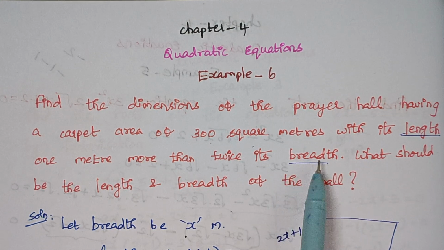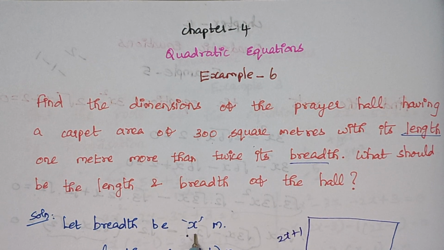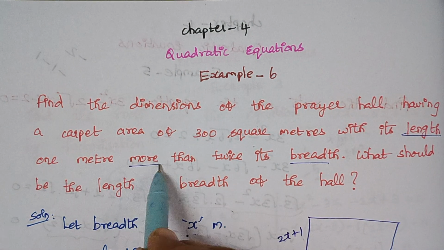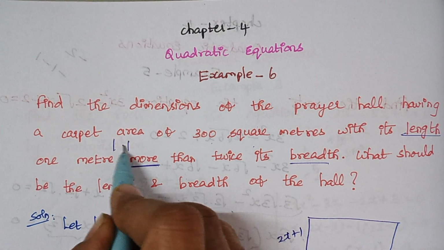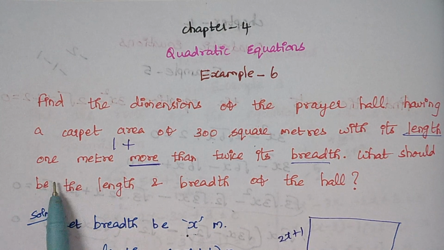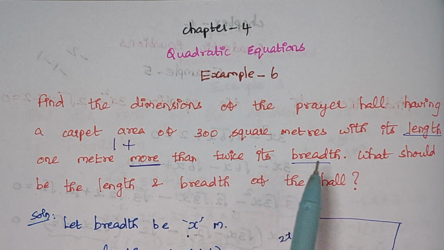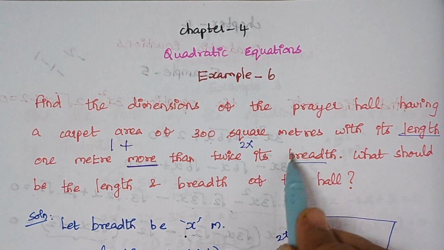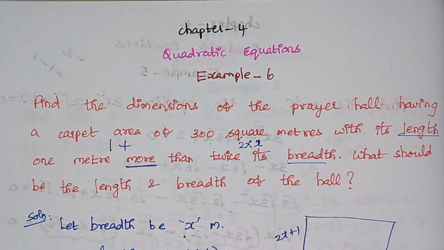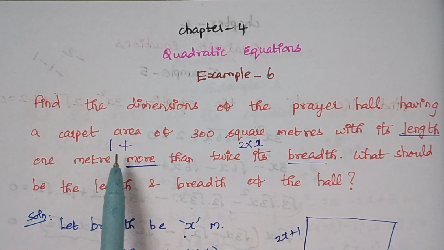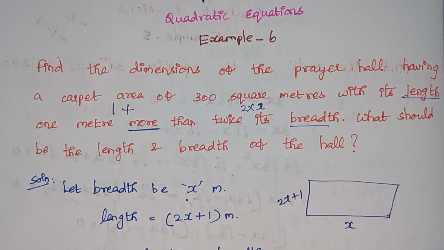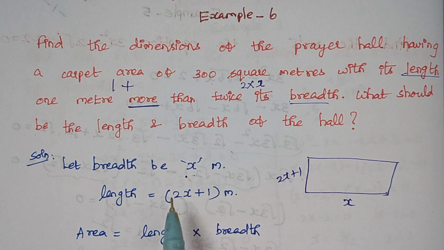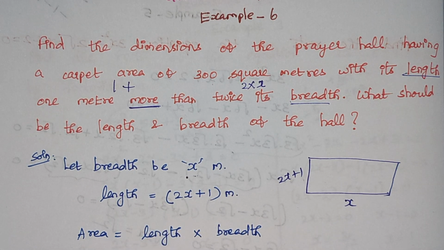So first we are taking the breadth. Let the breadth be x meters. And length is 1 meter more. What do you mean by more here? It is 1 plus, right? 1 meter more than twice its breadth. Here twice denotes 2 times its breadth. So here the breadth is taken as x meters. Therefore length is nothing but 1 plus 2x, right?